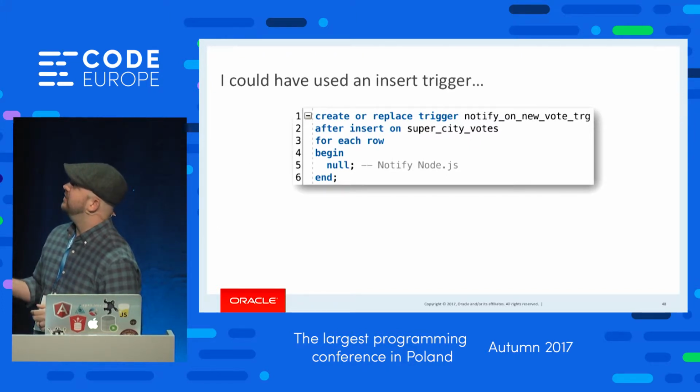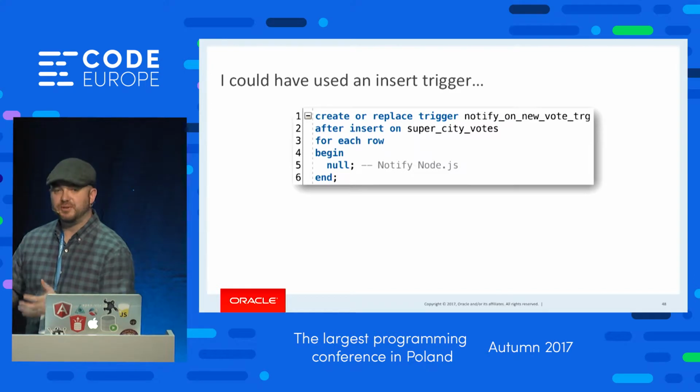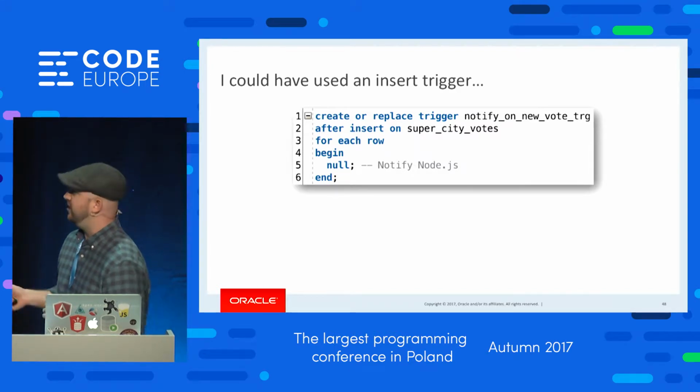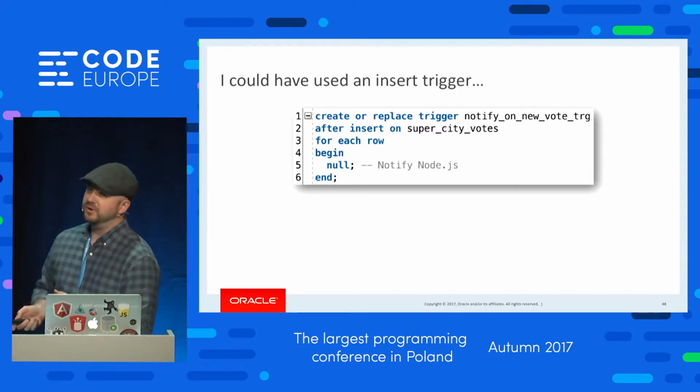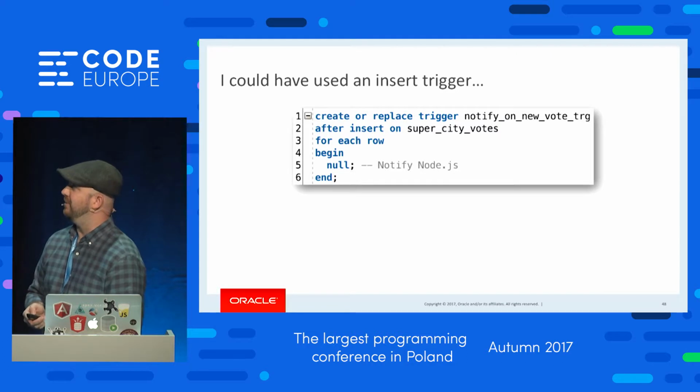I'm creating the trigger, just give it a name, and then after insert on our votes table for each row, so it's a row level trigger, and then begin and end. And I'm leaving this kind of blank. We'll talk about the communication side of things second, but let's just focus on the events portion for now. So this could work, but it would be a really bad idea. Can anybody guess why?